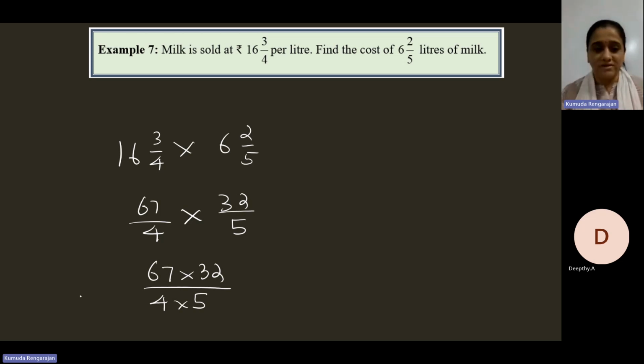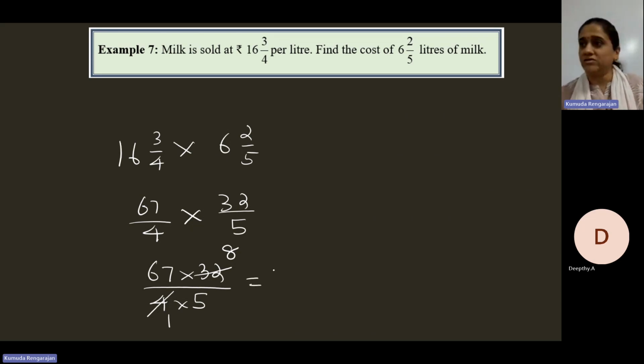So what can you take? 4. Correct. 4 ones are 4 and 4 eights are 32, right? So we take 4 from the denominator, 32 from the numerator, and strike them using the same tables. In the tables of 4, 4 ones are 4, 4 eights are 32. Now, further we cannot simplify because 67, 8, 5, no, not possible.